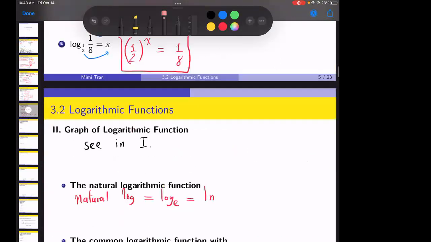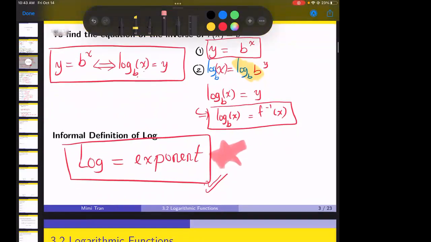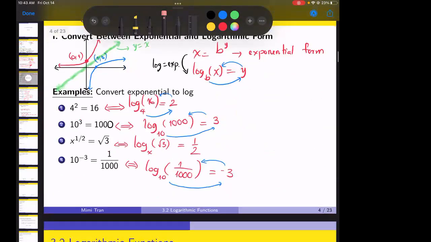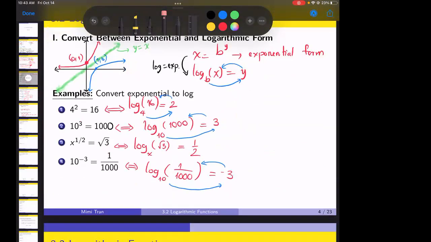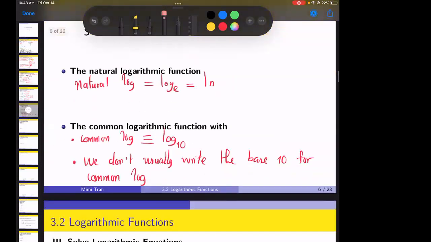Okay, so if you don't remember anything at all, at least remember these two things: log equals exponents. Remember that, because this will help you solve anything. Log equals exponents, and then the little tornado arrows as well, so you can switch between exponential and log. So remember those two things. All right, so let's continue.